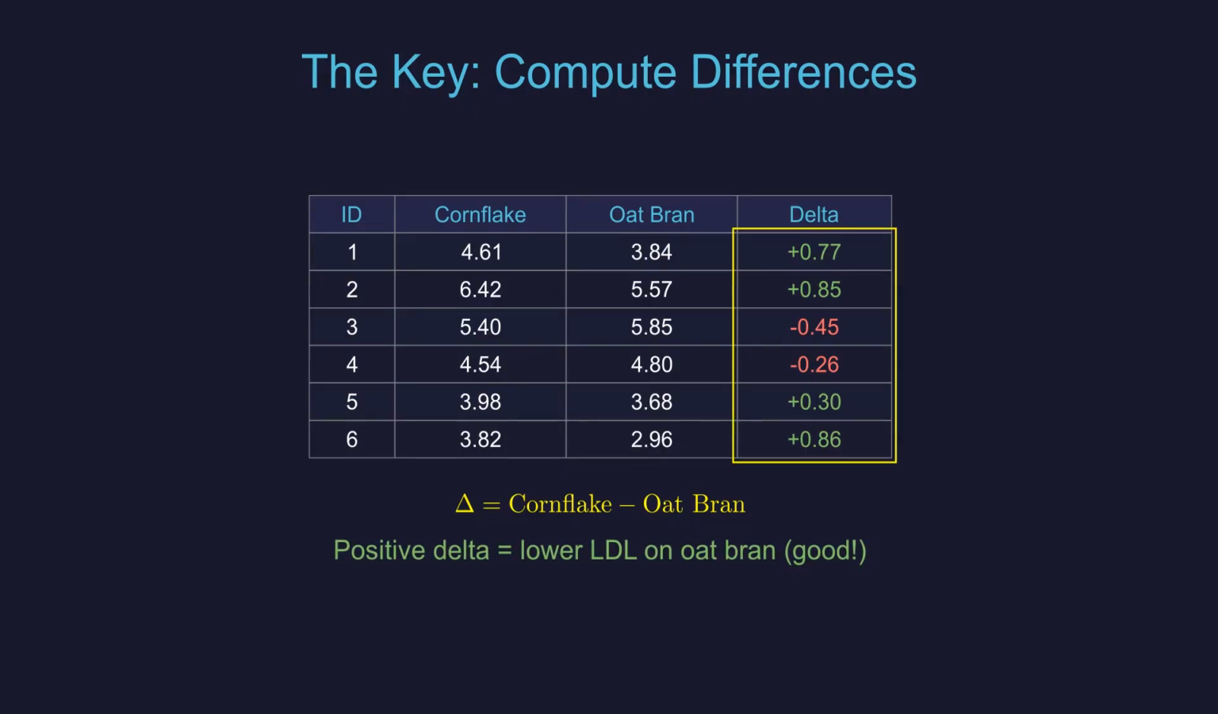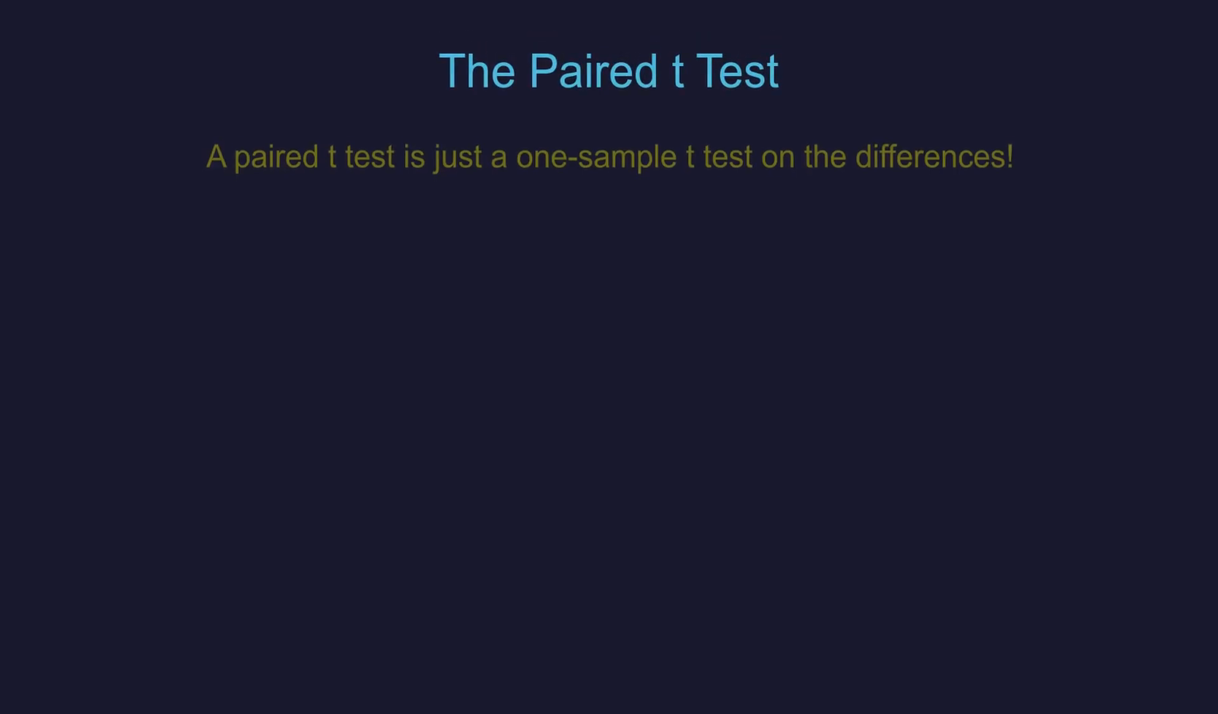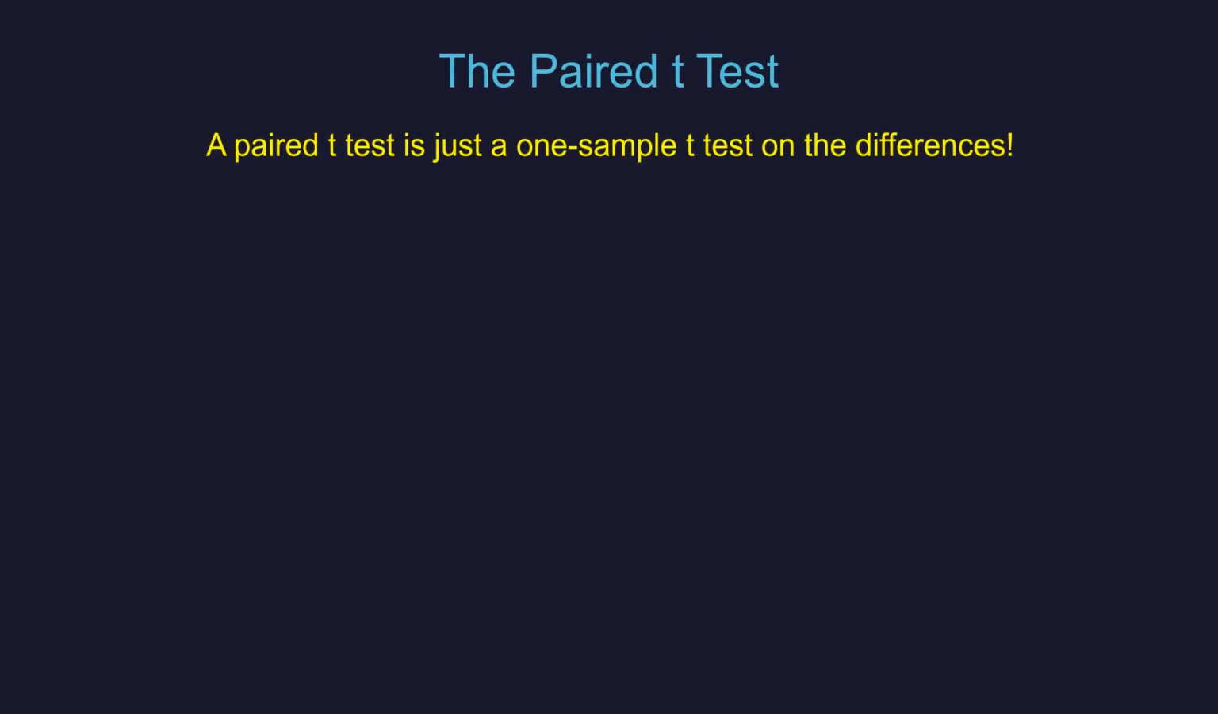Notice most deltas are positive. The mean difference is 0.3725, with a standard deviation of 0.3908 and n equals 12 pairs. Here is the elegant insight. A paired t-test is simply a one-sample t-test applied to the difference scores.